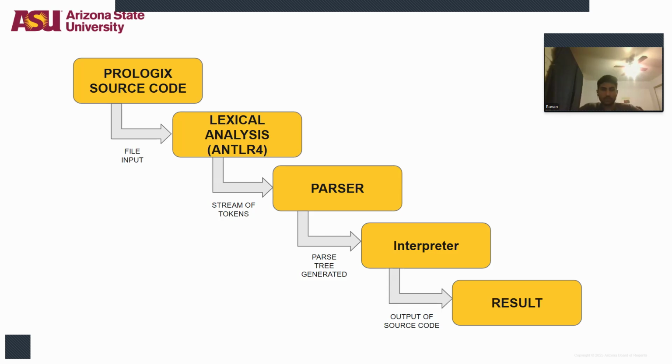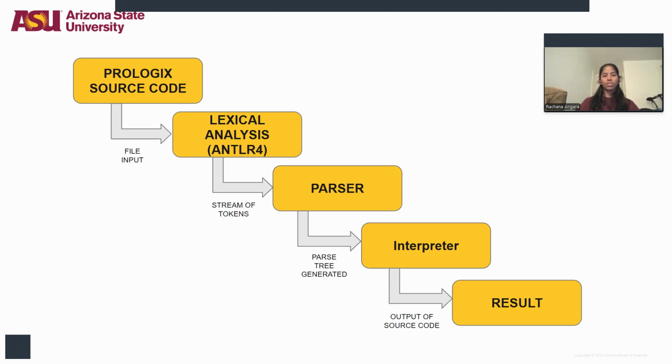The lexer then scans the input and breaks it into a stream of tokens, such as keywords, variable names, literals, and symbols. The next step is the parser, which takes the stream of tokens and builds a parse tree based on the grammatical structure we designed. This parse tree represents the hierarchical meaning of the code.